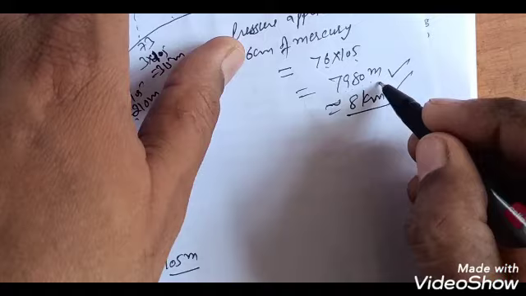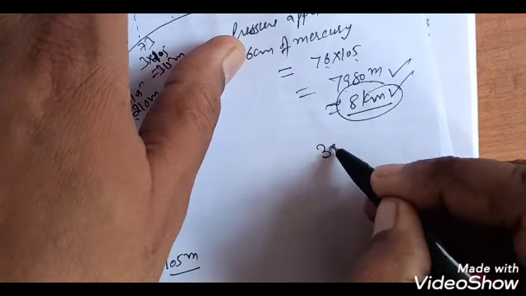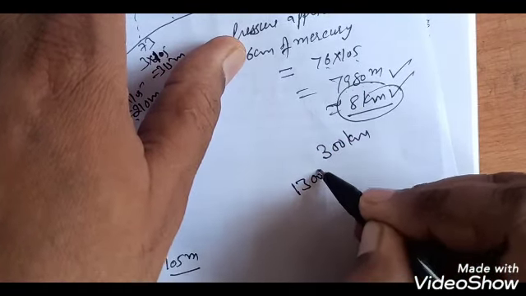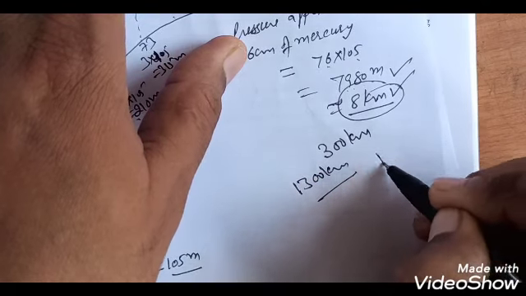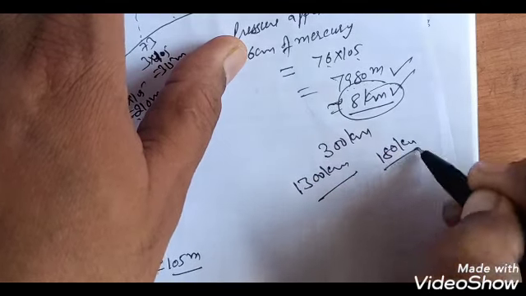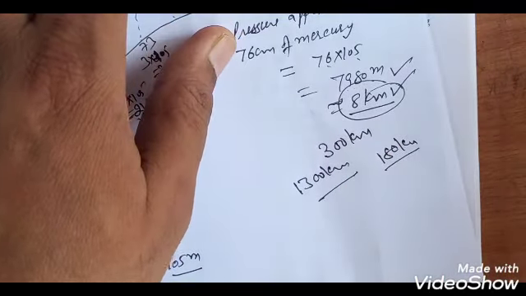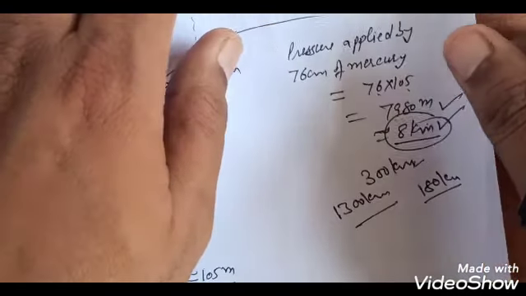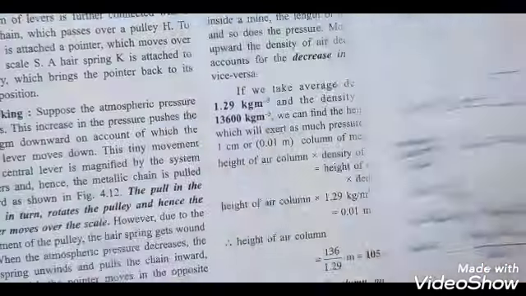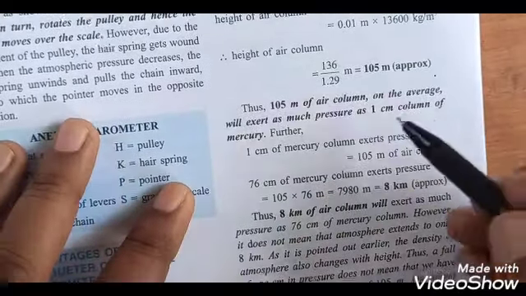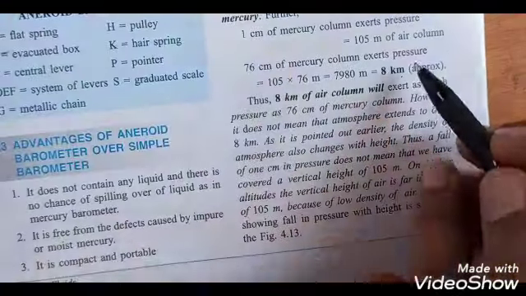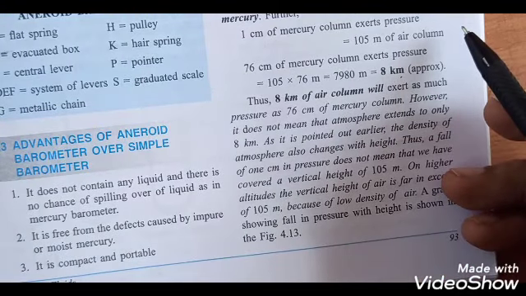But you know, height of atmosphere is on the average 300 kilometer. Maximum it can be 1300 kilometer at some places. Minimum it is 180 kilometer also. It is not uniform. This is average only. But here the answer is coming up to be 8 kilometer. Why is this answer 8 kilometer? What is the reason for that?